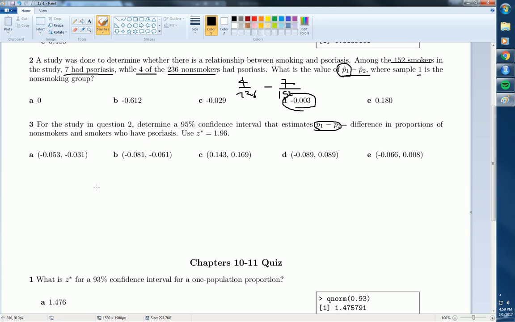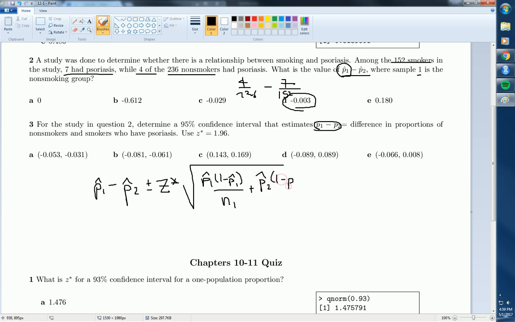So we need to use a formula for this confidence interval: P hat 1 minus P hat 2 plus or minus Z star times the standard error of P hat 1 minus P hat 2, which we said is the square root of P hat 1 times 1 minus P hat 1 over N1 plus P hat 2 times 1 minus P hat 2 over N2.